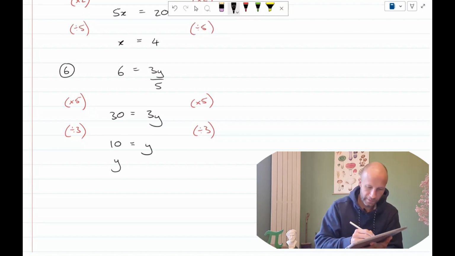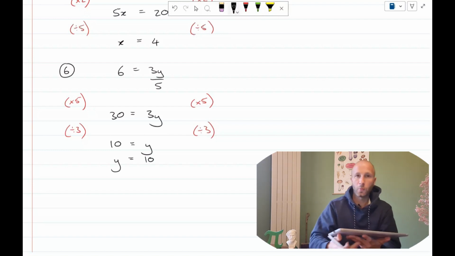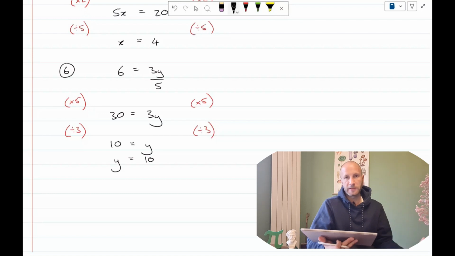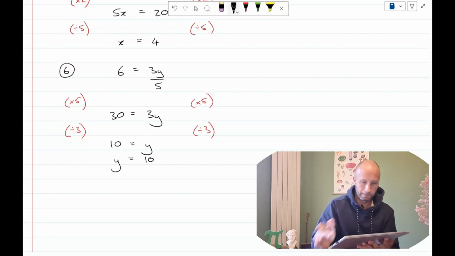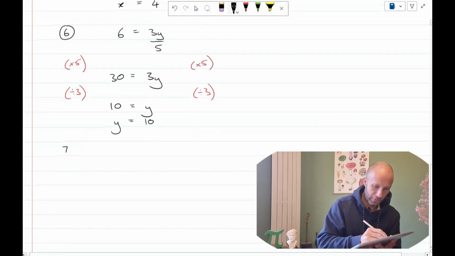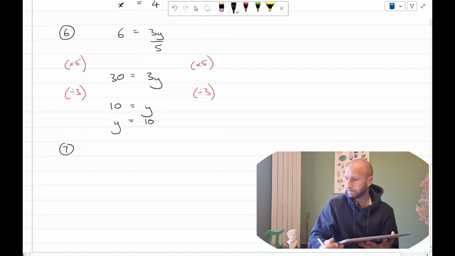And again, I should just rearrange it so the y comes first. When the y comes first, we call y the subject of the formula. So the subject means it's the first thing. A few more examples, and then we'll change the style slightly.